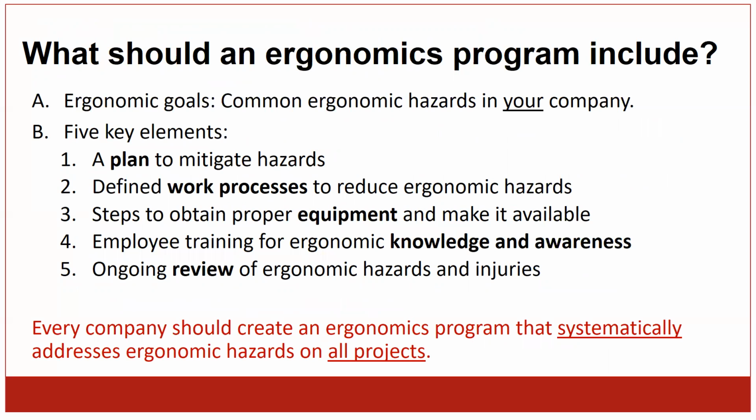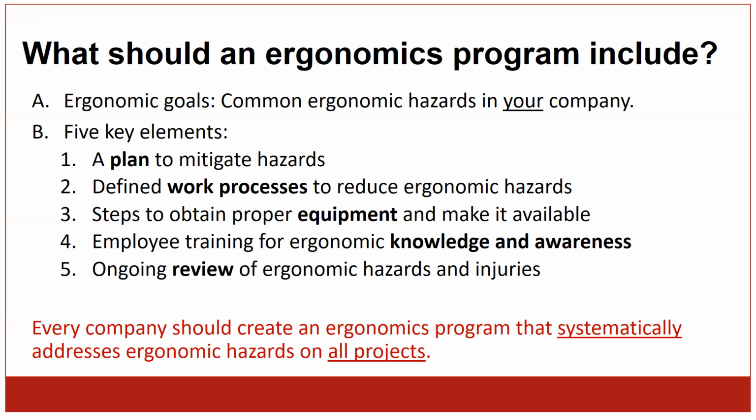What should an ergonomics program include? First, your ergonomics goals, the ergonomic hazards you want to address. To establish your goals, you need to consider the common ergonomic hazards in your company. Once you've set your goals, then you need to develop the 5 key elements of your program. The first element is creating a plan to mitigate the hazards in work tasks. The next 3 elements focus on the methods to mitigate these hazards.